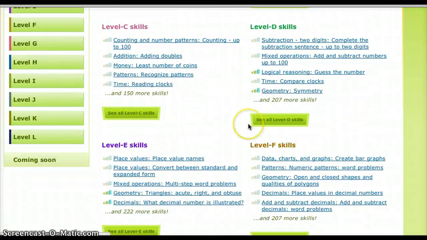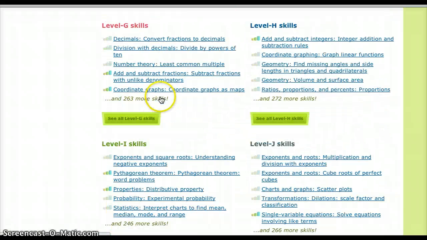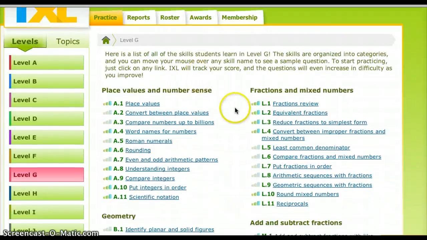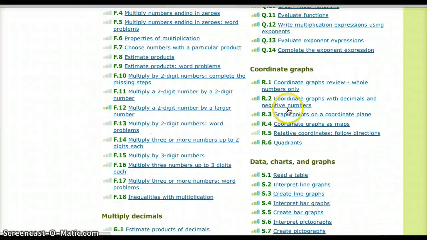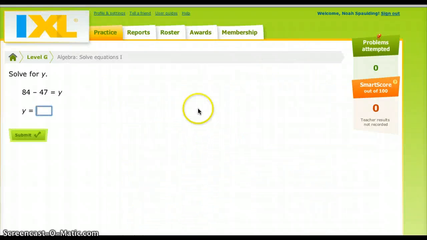Okay, so let's continue on with our last one, level G skills. Let's see, level G, and we're going to do Q5 here. So go down to Q5. We're just solving simple equations here. Okay, for y. So 84 minus 47 is equal to y. Well, I know 87 minus 47 would be 40. This is 3 less than that. So that's going to be 37.